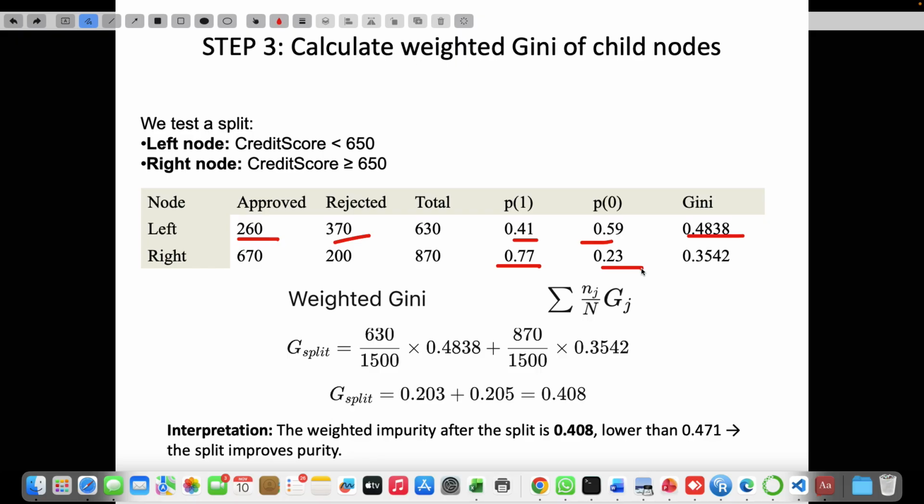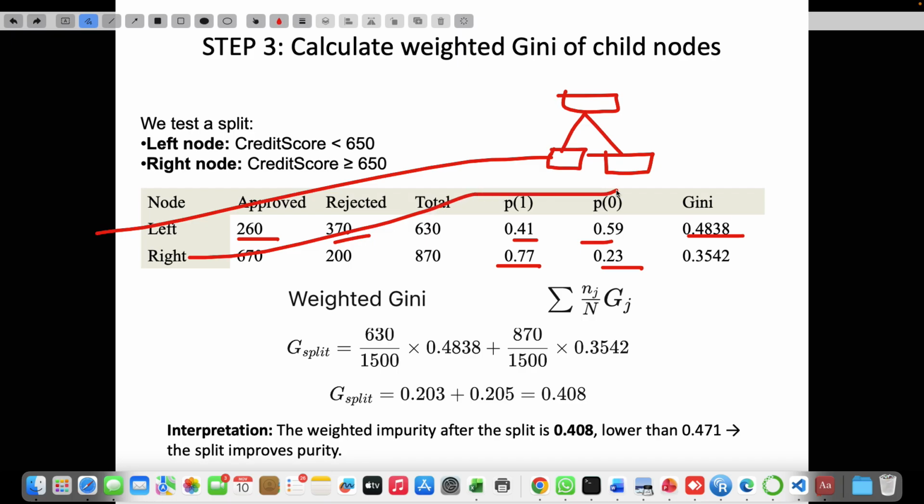And for that, I need to calculate the Gini weight. So how do I calculate the Gini weight? I first split them and calculate the Gini. Now this Gini is not calculated using this formula. This is how you calculate the weight on the child node. There was a root node on top, and then you have the first child nodes, left and right. These are the first child nodes, left is this one and right is this one.